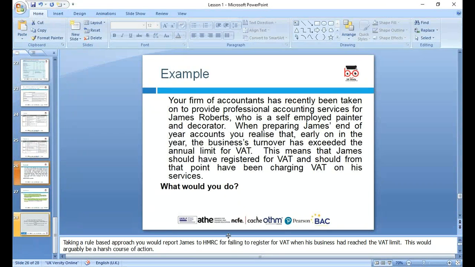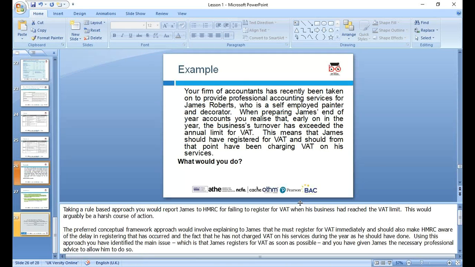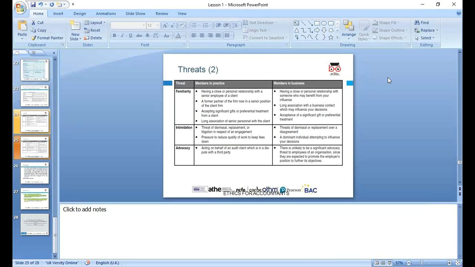Taking the rule-based approach, JAM should inform HMRC of the failure to register, because if the threshold is reached, you should register. If you ignore it, you're going to compromise your professional code of ethics. So that's all we need to look at. That's your 1.4 assessment criteria. Any questions?